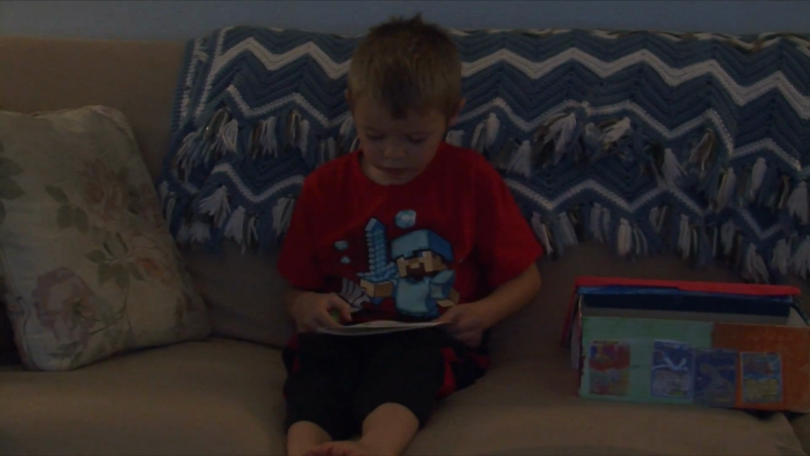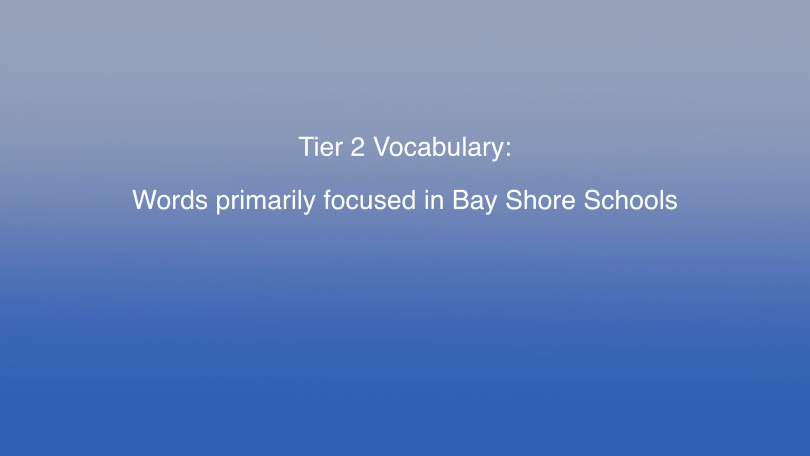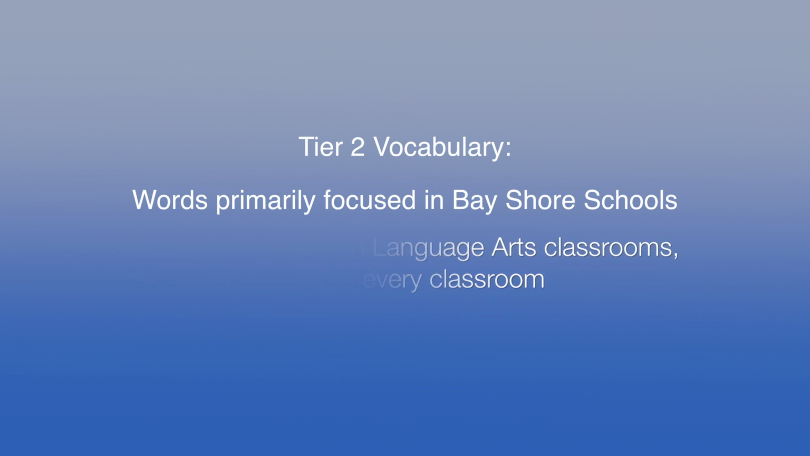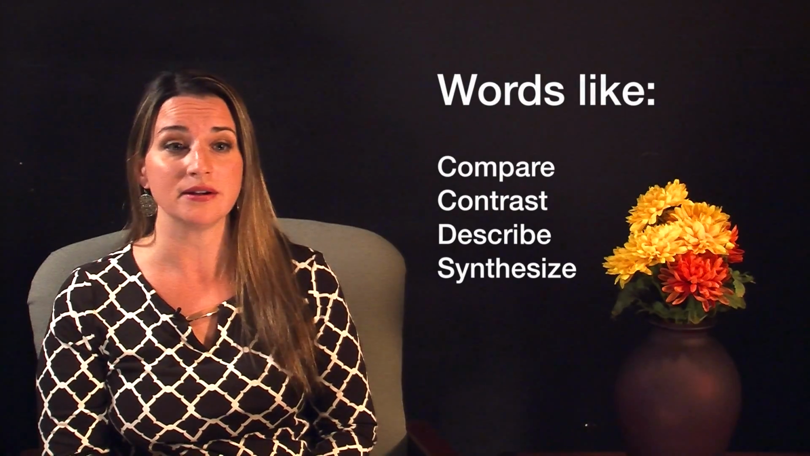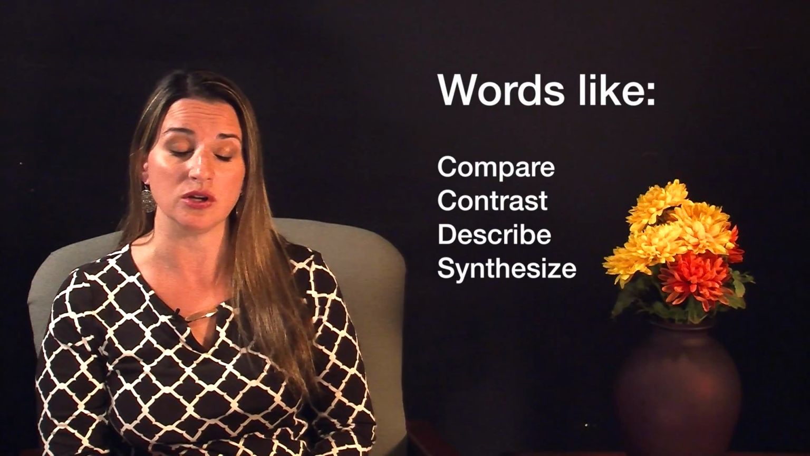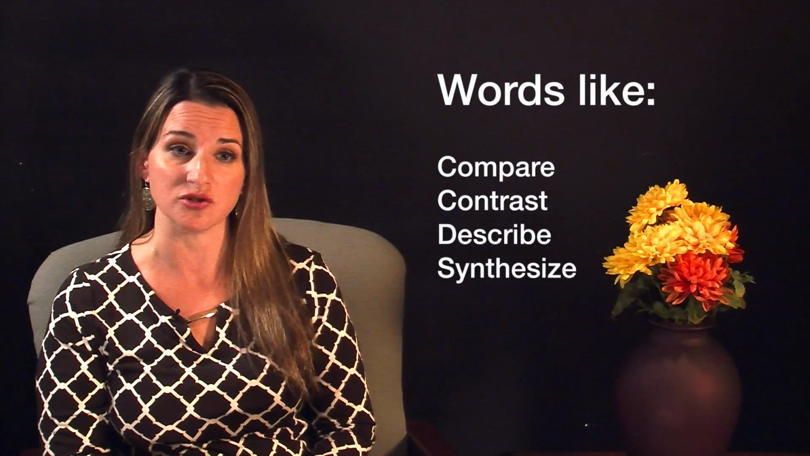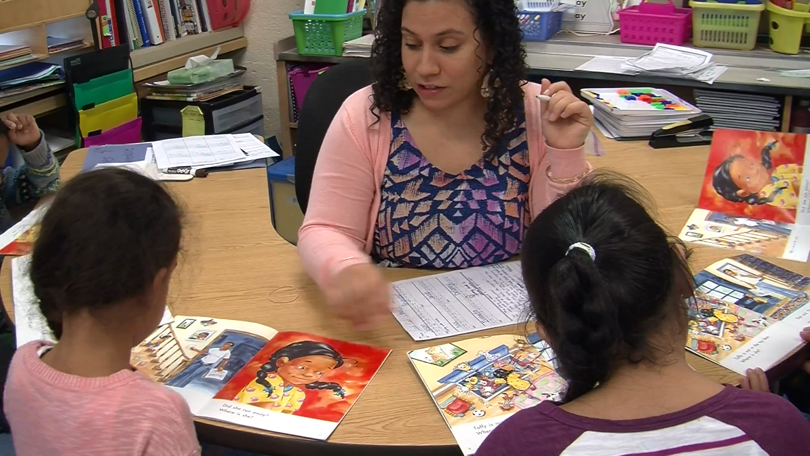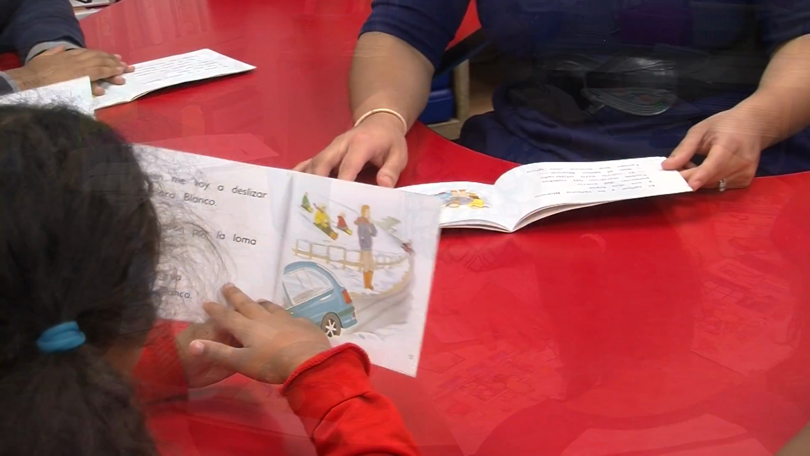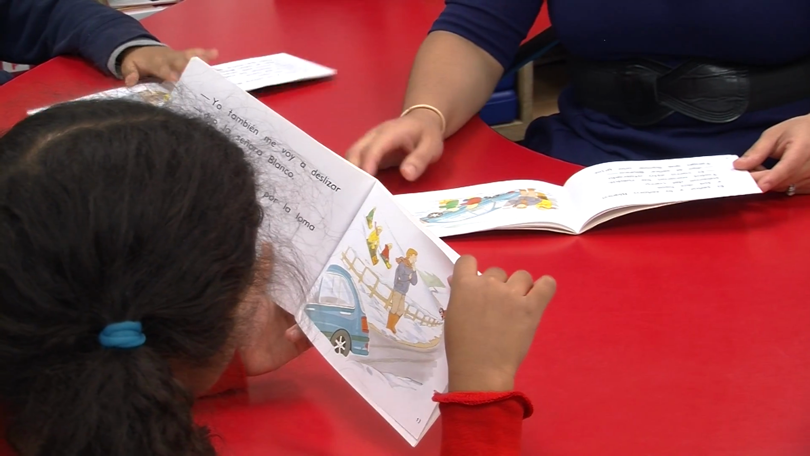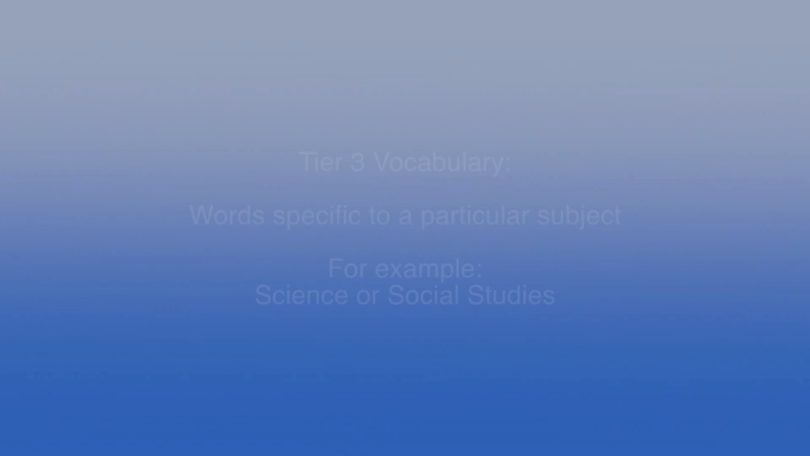Tier 2 words are words that we focus on primarily here at Bayshore schools, not only in the English Language Arts classroom, but in every classroom. Words like compare, contrast, describe, synthesize are words that we can use in classrooms, whether it be English Language Arts, math, science, social studies. Very comfortable understanding, knowing, and using.